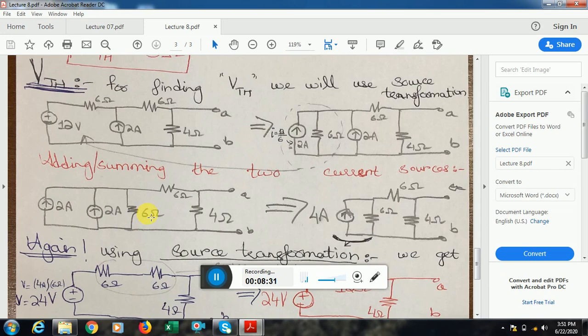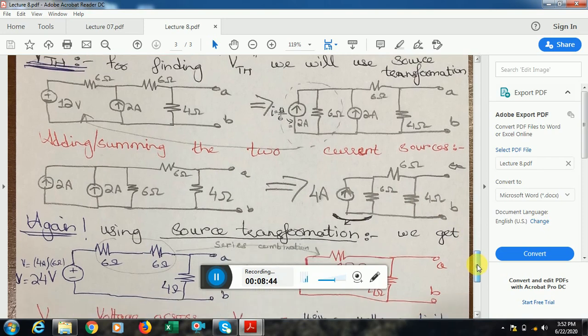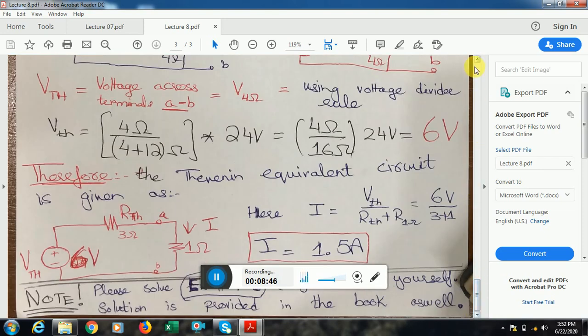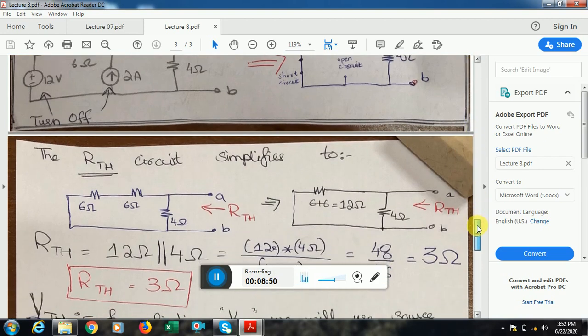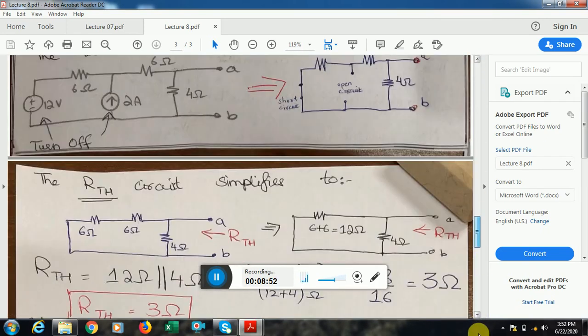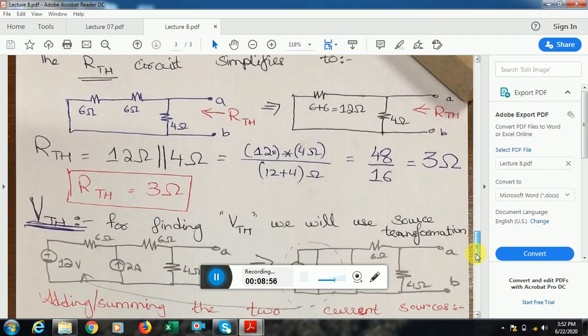Now I add these two current values. 2 plus 2 is 4. So I have the 4 ampere current source, and both were heading upward. So that's why the 4 ampere current source is also pointing in the upward direction, and the 6 ohm is still in parallel to this new 4 ampere current source. This is the resultant circuit that I get.